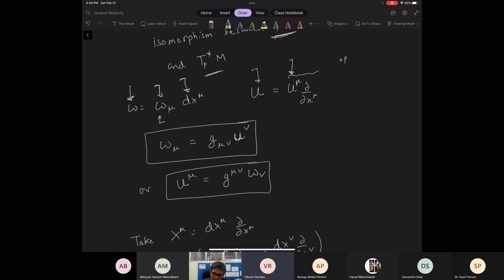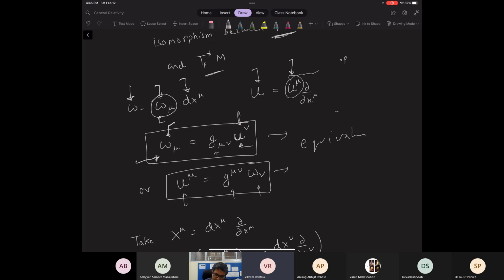It's quite easy to see that the dual vector components omega mu would just be G mu nu u nu. These are the dual vector components that correspond to these vector components. Or equivalently, you can use the inverse metric: given dual vector coefficients omega mu, you can find vector coefficients u mu for a vector that is dual to omega, so u mu is G inverse omega mu. Both these definitions are equivalent.